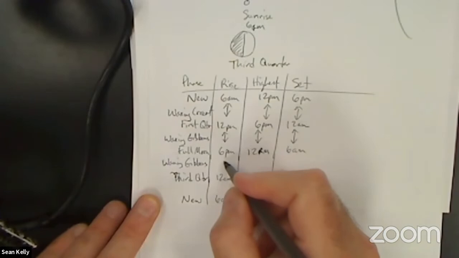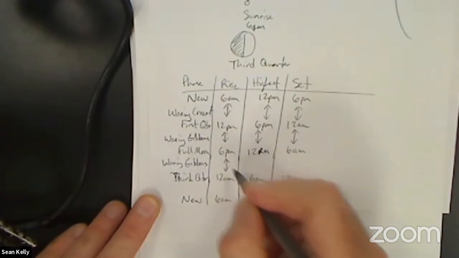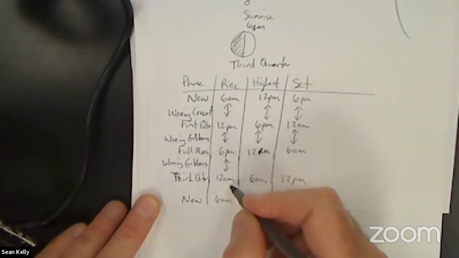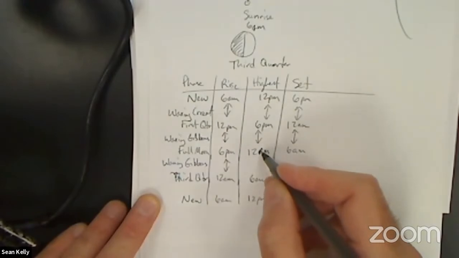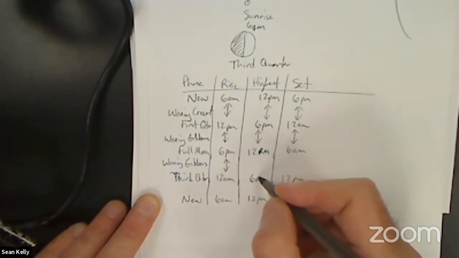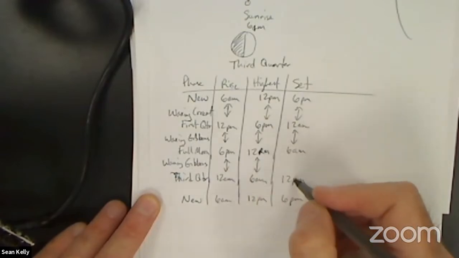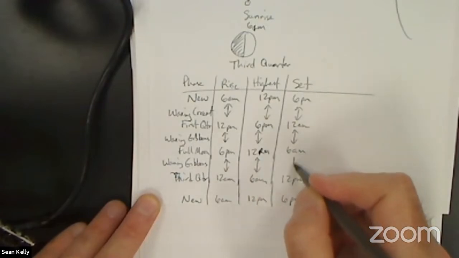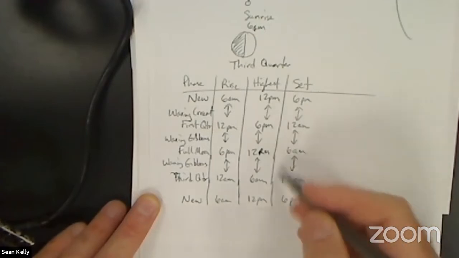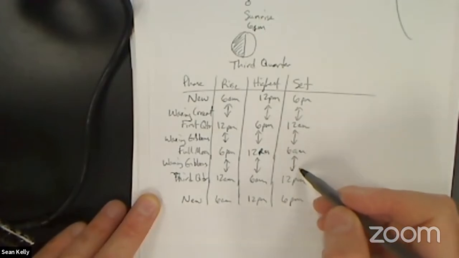And when does it rise? Between 6 p.m. and 12 midnight. When does it actually get highest? Between 12 and midnight. And when does it set? Between 6 a.m. and noon. So you would see it in the morning actually.